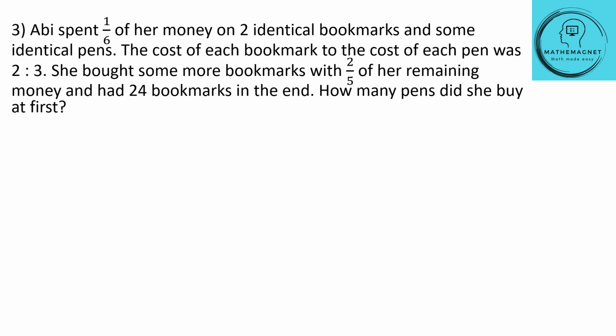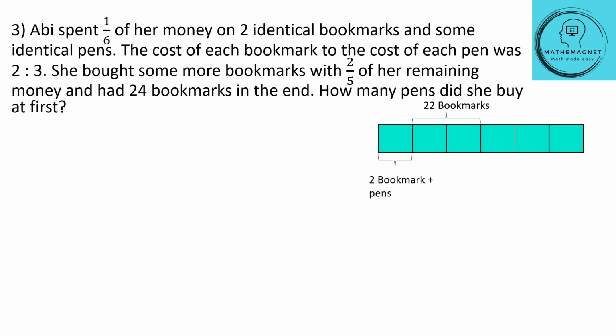So let's see how to draw the bar model. In this bar model, first she spent 1 unit and bought 2 bookmarks and some pens from the first unit, and from the remaining 2 units she bought some more bookmarks, and at the end there were 24 bookmarks. So with the remaining 2 units she bought 22 bookmarks, because she had already bought 2 bookmarks in the first unit. Now we know 2 units is 22 bookmarks, so 1 unit will be 11 bookmarks.